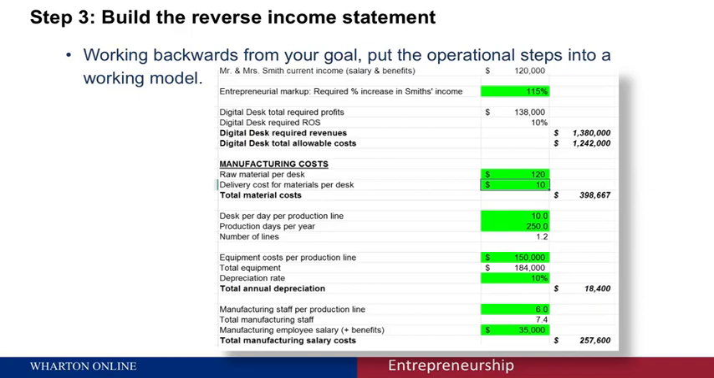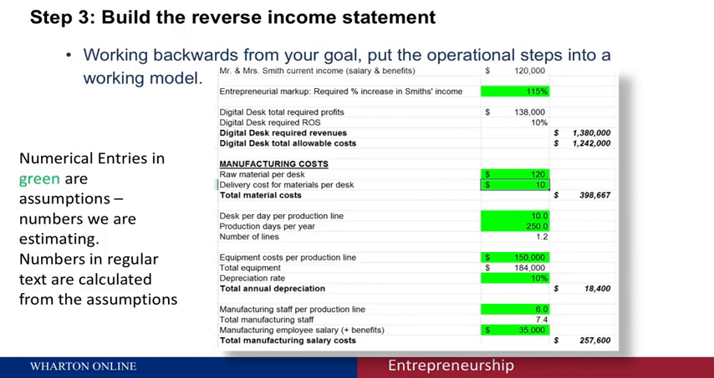But you'll notice that some of the numbers are in green. Those that are in green are assumptions. These are numbers we're estimating based on some sort of characteristic, and the numbers in regular text are calculated from this. So we're starting with the current salary. You'll notice at the very top, Mr. and Mrs. Smith are currently making $120,000 a year. We then start with our first assumption, which they've told us that they want to earn 15% more. That means the required profit for Digital Desk is $138,000.